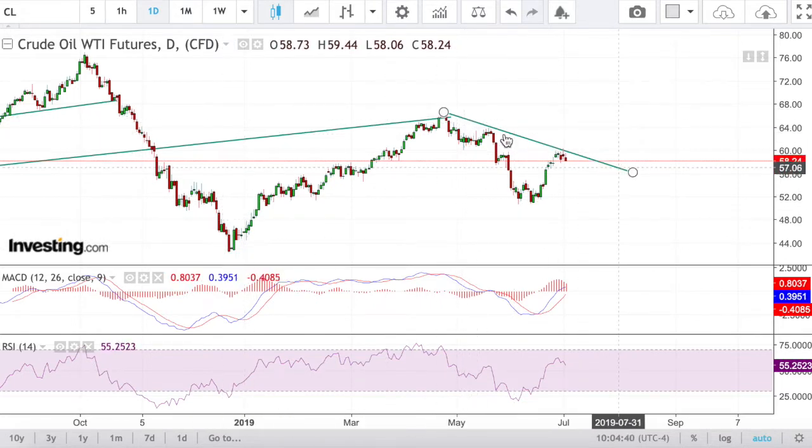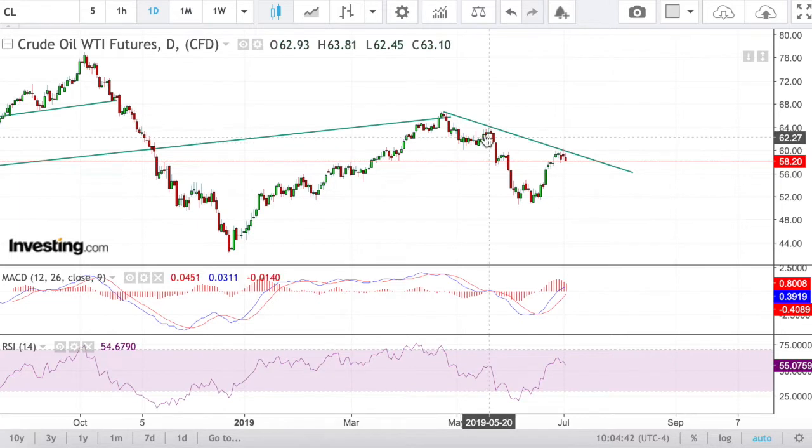Now, this downtrend line, as you can see, has 3 reactions, and that is the minimum amount of reactions that I like to see on a downtrend line, because you can just connect any 2 points on a chart. It won't make a trend line.